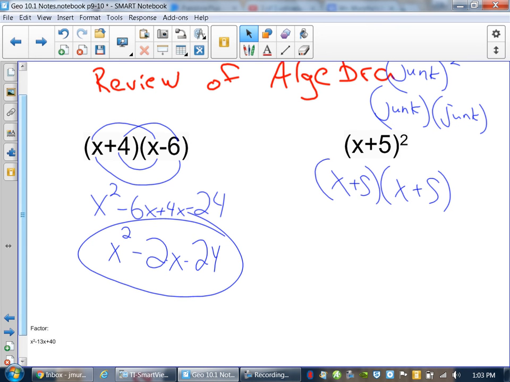So you would FOIL that out. Now, granted, there are shortcuts to FOILing out junk squared. If you know them, great. If you don't, it's okay, because you can always write down junk times junk and FOIL it out. And you wind up with x squared, 10x, and a 25. The same exact things that you guys have seen in the past.